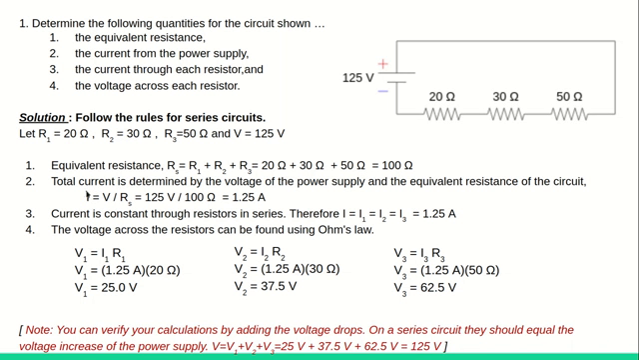Current from the power supply. Now this is a series circuit, and so we have to find the current that flows through the circuit using Ohm's law, I equal to V by R. R is the equivalent resistance of the three resistors. So 125 volt divided by 100 ohm, which is 1.25 ampere. Here we take Rs because the current is passing through all the three resistors that are connected in the circuit.